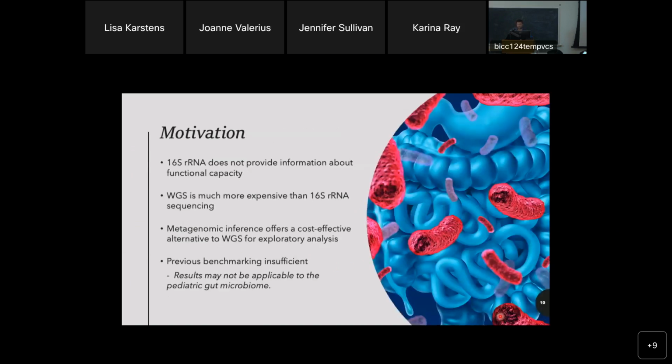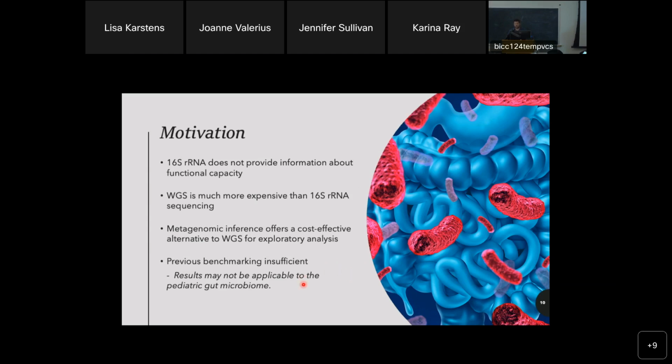So to summarize what I just went over, and this serves as my motivation for my project, 16S RNA is only capable of profiling taxonomic composition and thus does not provide any information about functional capacity of the environment, whereas WGS is capable of profiling both taxonomic composition and metagenome composition. However, WGS is much more expensive than 16S RNA, and this can be very prohibitory for certain investigations. Functional inference or metagenomic inference offers a cost-effective alternative to WGS for exploratory analyses and can be really helpful for researchers to orient them towards their expected results.